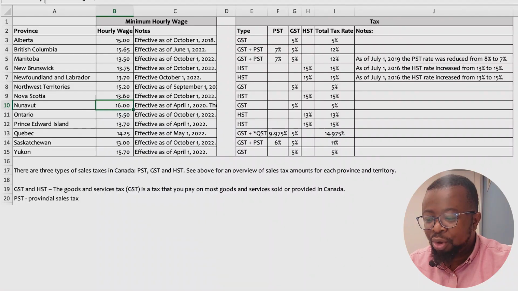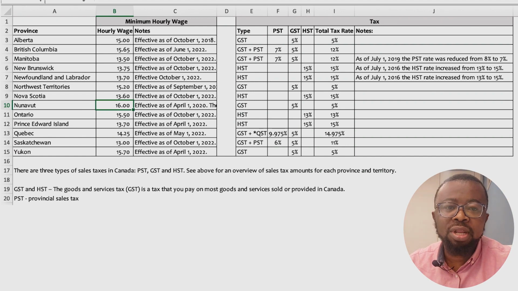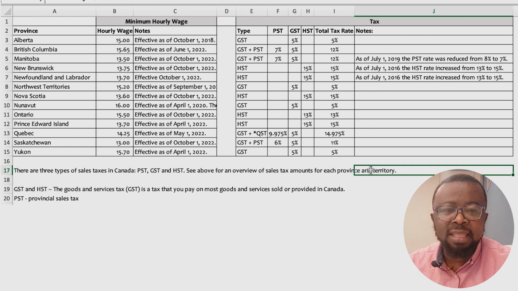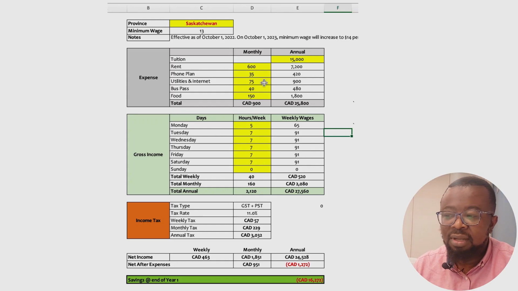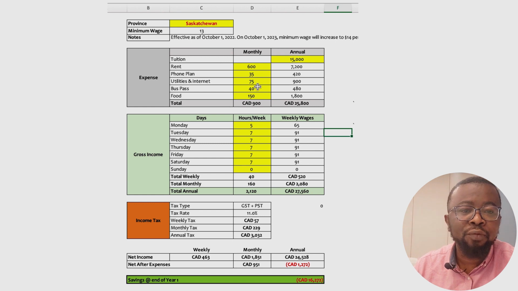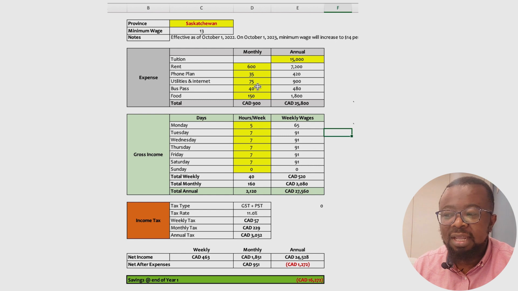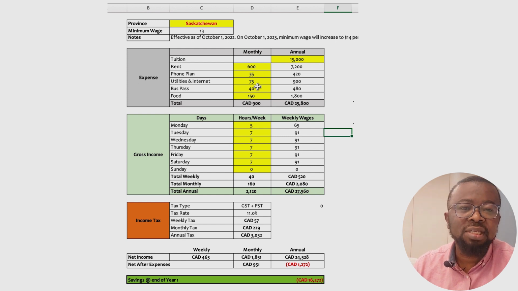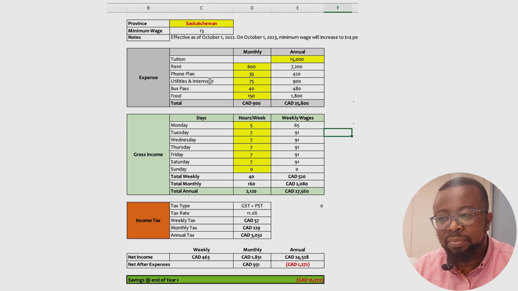So what I've done with this sheet is, now, on this side, I've put in all the minimum wage for every province. And on this side, there are the taxes that you end up paying in the long run. Then on this sheet, I've customized it such that depending on which province that you are going to, when we select the province, the respective minimum wage and taxes will be applied after you've inputted the number of hours that you want to do. So let's get into some numbers here.